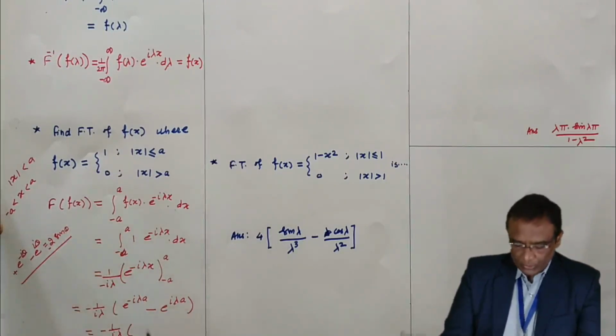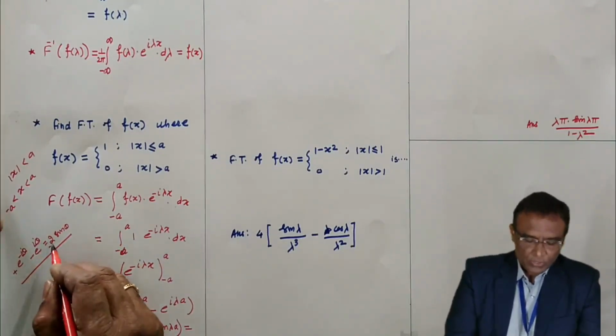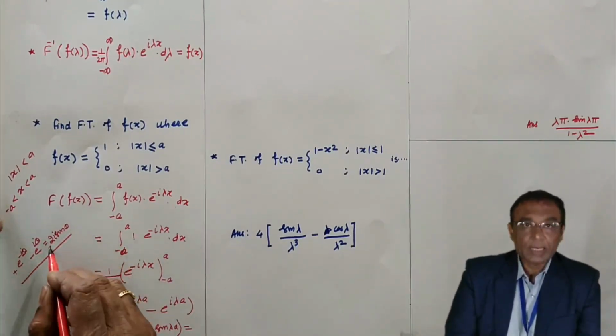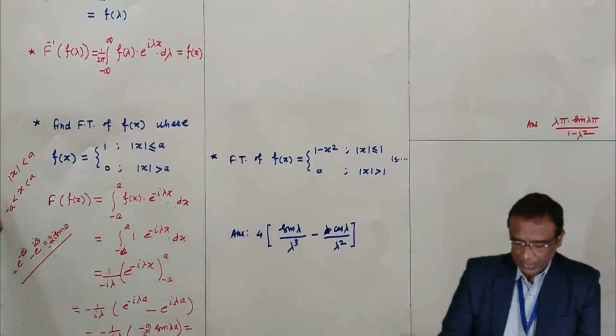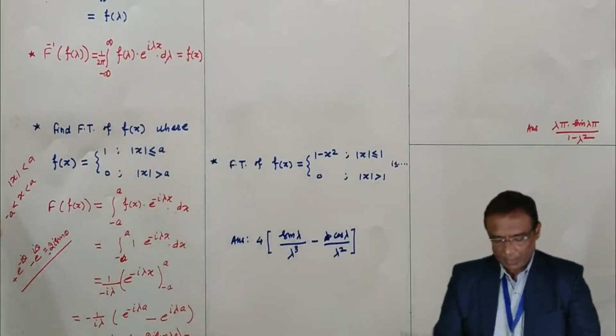So this formula I am going to use: e^(-iθ) minus e^(iθ) equals -2i sin θ. Here, this can be replaced by -2i sin(λa), and this minus will be plus, giving 2 sin(λa) divided by λ. The Fourier transform of this unit step signal is 2 sin(λa)/λ.